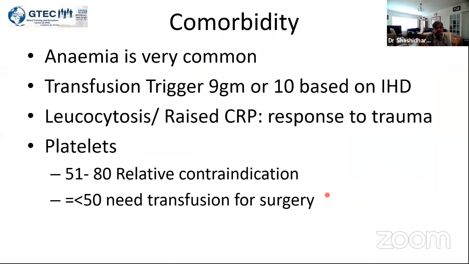Anemia is very common. Transfusion trigger: if they have some anemia, you need to think about 9 or 10 based on the presence of ischemic heart disease. Leukocytosis and raised CRP are very common because of the response to trauma.